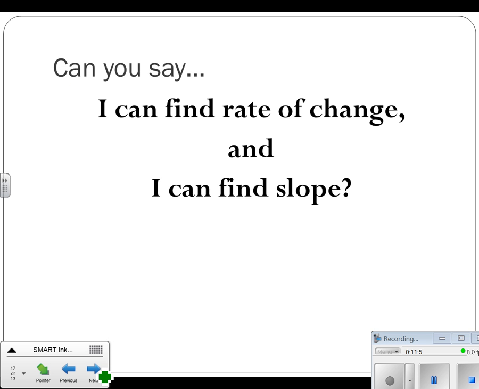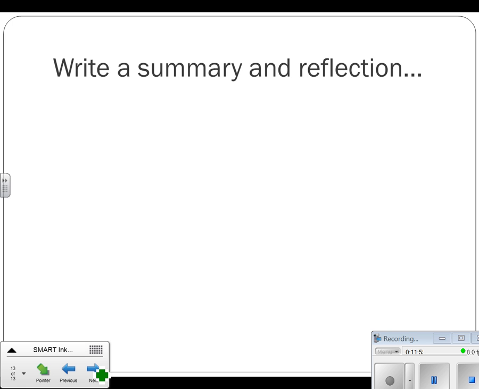Can you say I can find rate of change and I can find slope? Write a summary and reflection and be prepared for the work time in class.